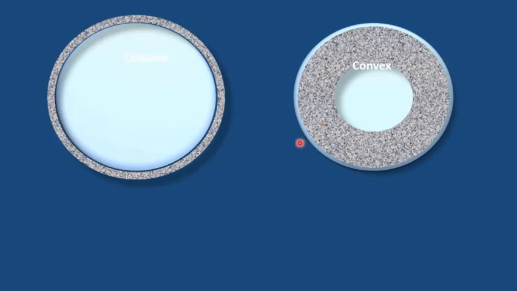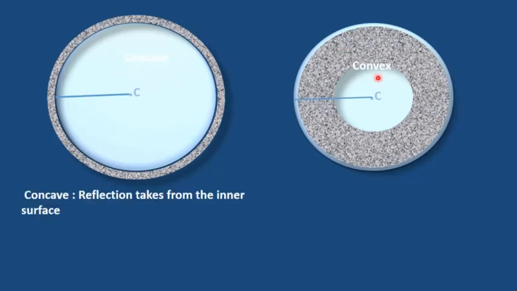Now let's consider a sphere which is concave and another sphere which is convex. For a concave sphere, the inner surface would be smooth and polished and the outer surface would be rough. Whereas for a convex sphere, the inner surface would be rough and the outer surface would be smooth and polished. Now let C be the center of both these spheres and let R be the radius. Reflection would always take place from smooth polished surfaces. So in the case of a concave sphere, reflection would be taking place from the inner surface. Whereas in the case of a convex sphere, reflection would be taking place from the outer surface.